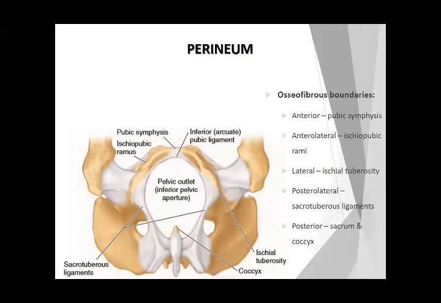I repeat once again, anteriormost is the pubic symphysis. Anterolaterally, one on either side, is the ischiopubic ramus. Laterally, we have the ischial tuberosities. Posterolaterally, sacrotuberous ligament. And posteriorly, you have the coccyx and the lowermost part of the sacrum.